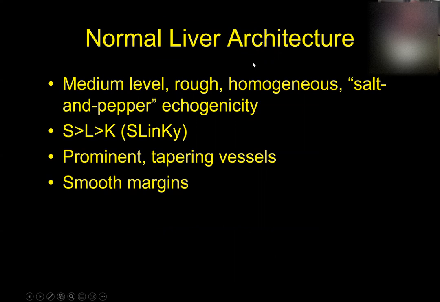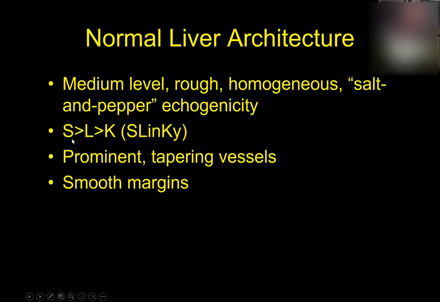Okay, so what should the normal liver look like on ultrasound? It has a medium level, moderately rough, homogeneous architecture to it, kind of a salt and pepper appearance. It is more rough in appearance than the spleen is, when we talk about the spleen coming up. This is another thing you should know for the test and real life.